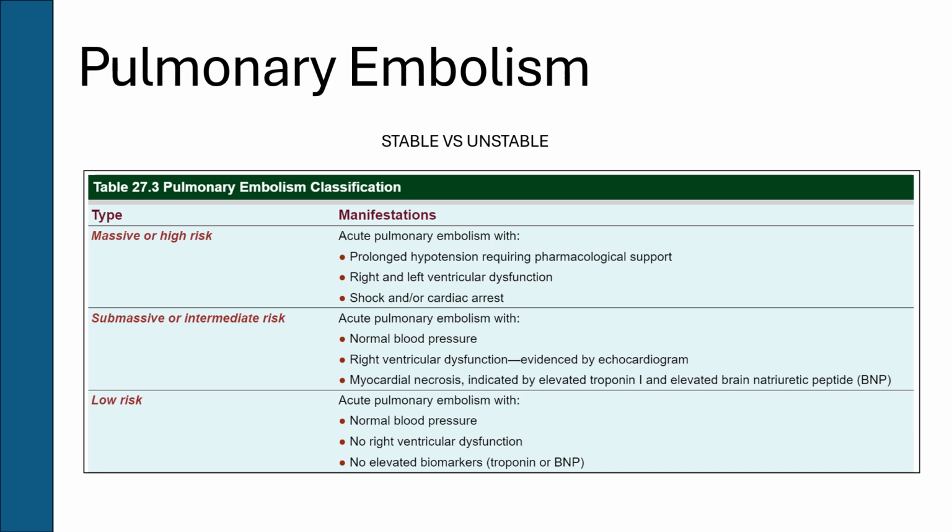But we get up a little more severe, intermediate risk, high risk. So you can read through this. Intermediate, you've got normal blood pressure, but your heart has been affected and you're starting to have those elevated labs. And then with the high risk, everything is abnormal. You have hypotension, you need medication to maintain your blood pressure. Your right and left heart are having issues, and you're actually going into shock and/or cardiac arrest. So of course, that's high risk.